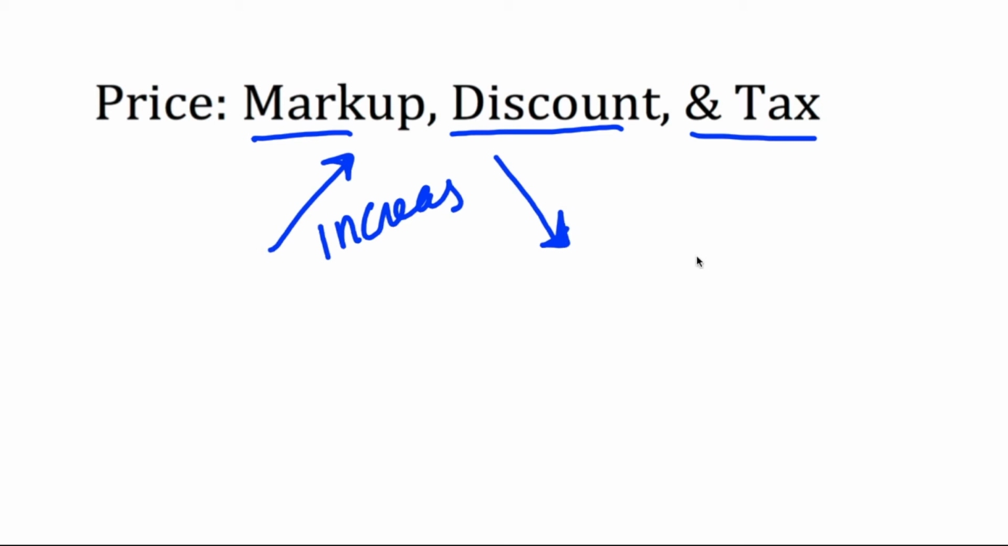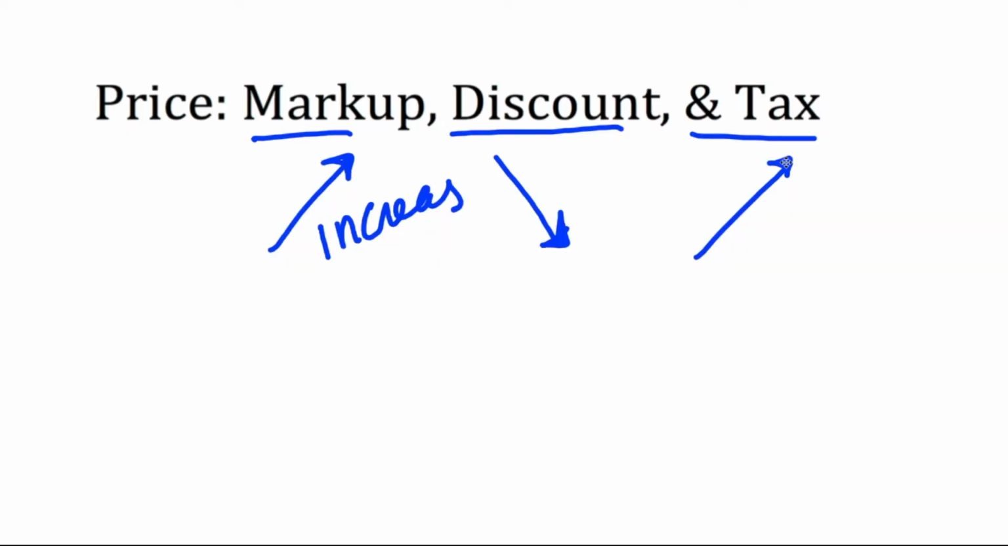Tax is always an increase. The tax is never lower than the original price. So if it's an 8% tax, you multiply it by 1.08. Not 0.8. That's going to be one of the strange solutions too.